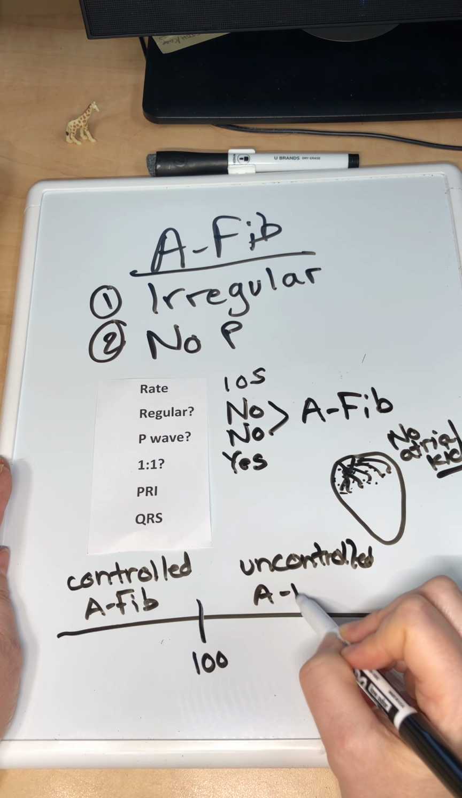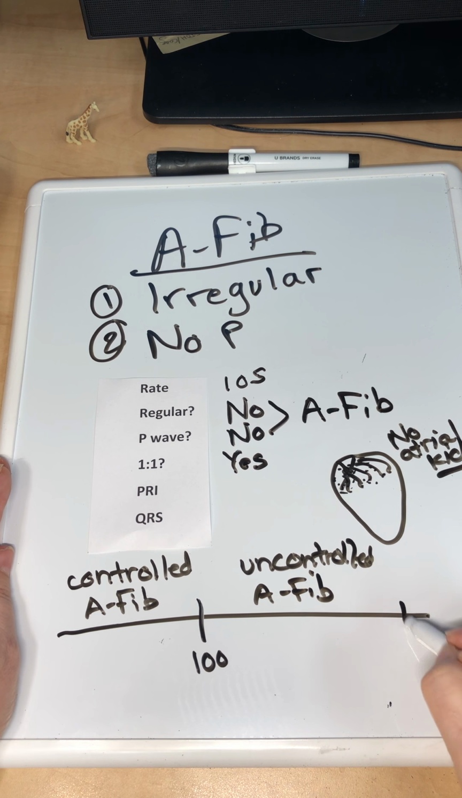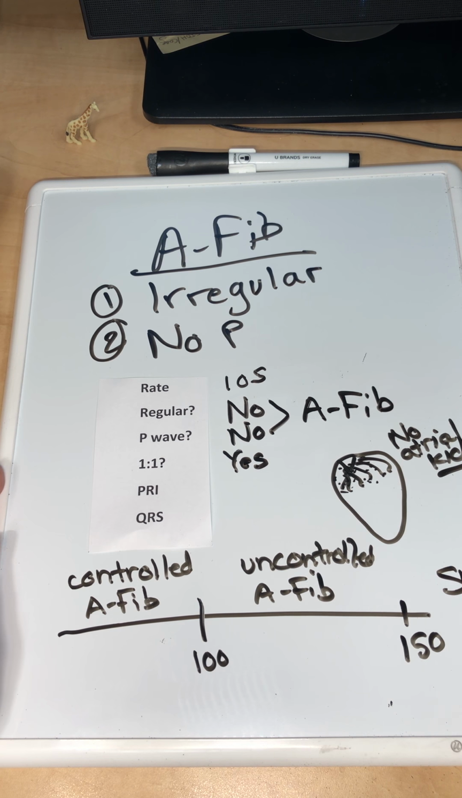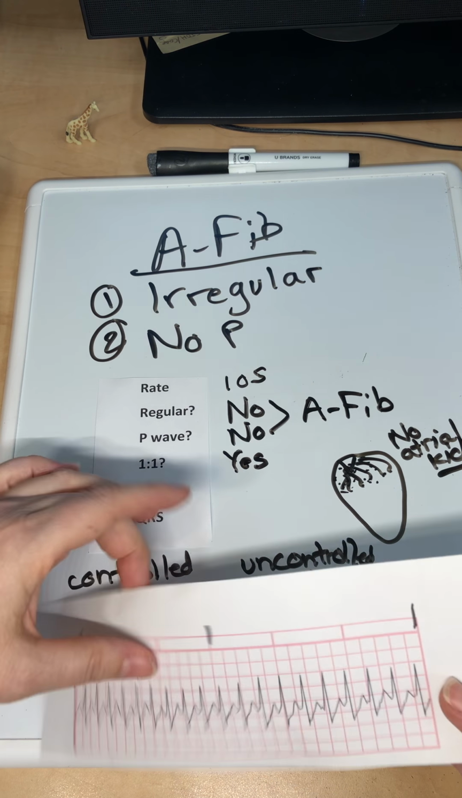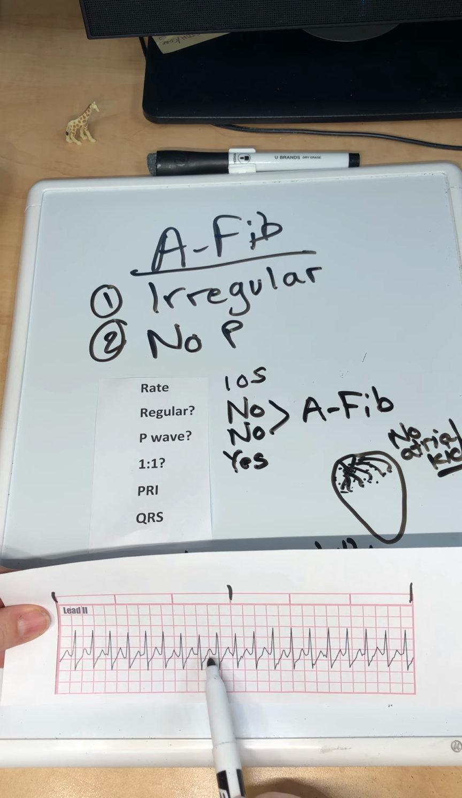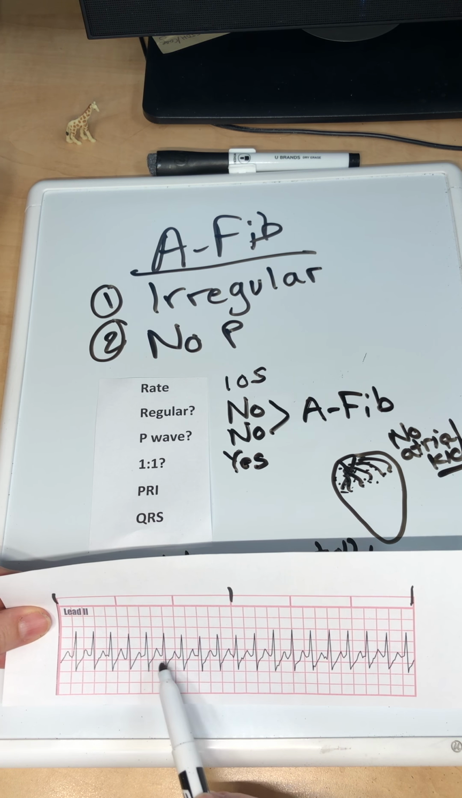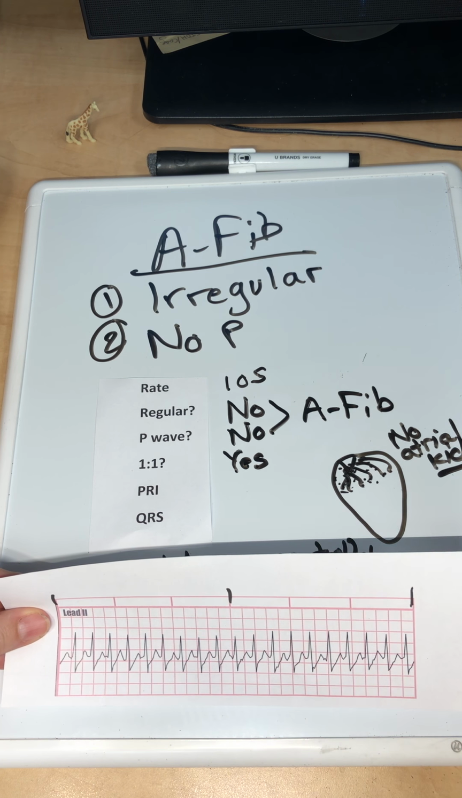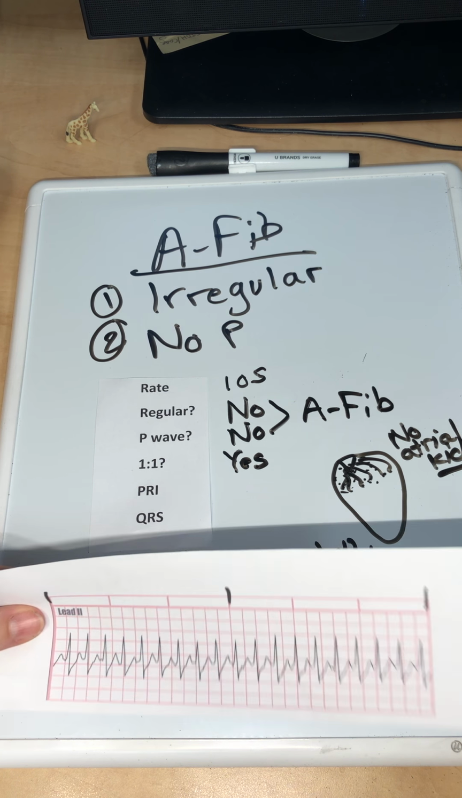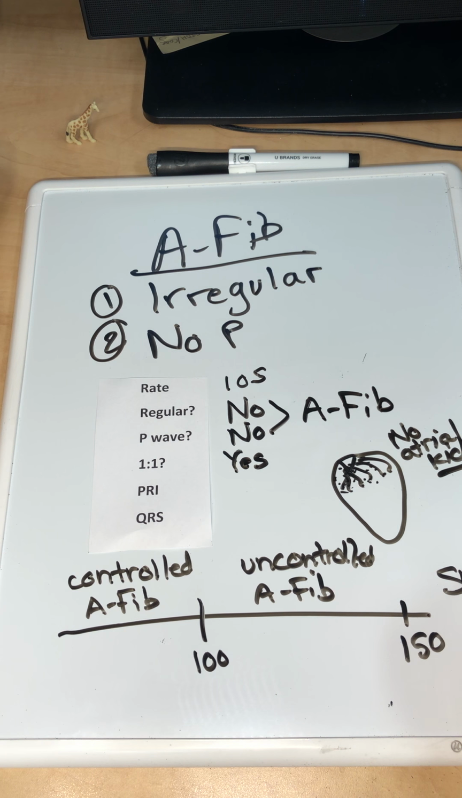Now, anything more than 150, we're still calling SVT because you can't tell with SVT. I'm going to pull back our SVT strip. When you have a patient in SVT, you can't tell if there's a P wave or not because the P wave blends with the T wave, and so it's going too fast. You have to slow it down to see if you even have a P wave, okay? So you're, again, SVT if you have a narrow complex rhythm, more than 150.